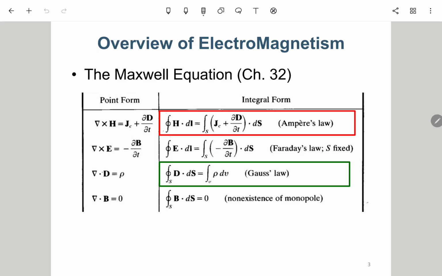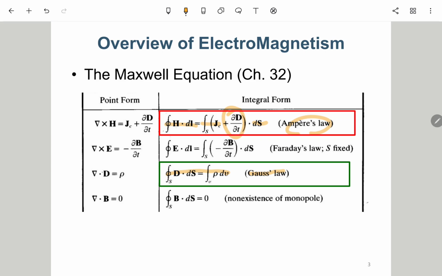We actually have seen this table in chapter 23. At that time, we learned Gauss's law. Although in this textbook, Gauss's law doesn't look like this, it's just an illustration. And in this chapter, we will learn Ampere's law. In this textbook, Ampere's law in this chapter is only up to this part and this part. That part we will learn in chapter 32.